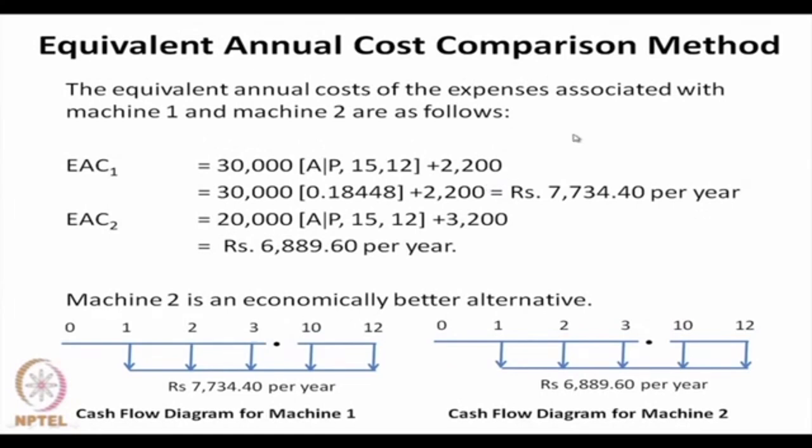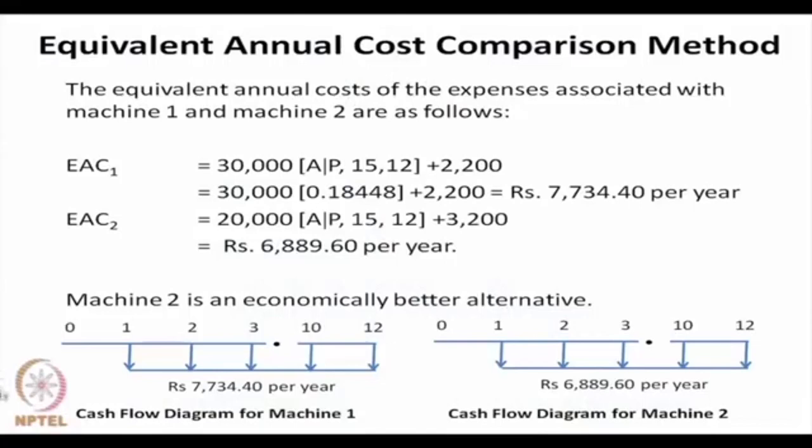Now, let us take up the case of the equivalent annual cost comparison method. In this case, we convert all the cash flows into annuities. If you remember, annuities are equal payment series, the first payment taking place at the end of the first year up to the end of the final year. This is the equal payment series. These are called equivalent annual cost. So, this is what we are supposed to find out.